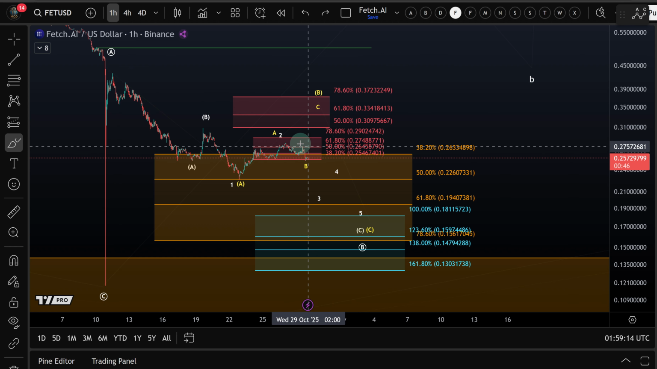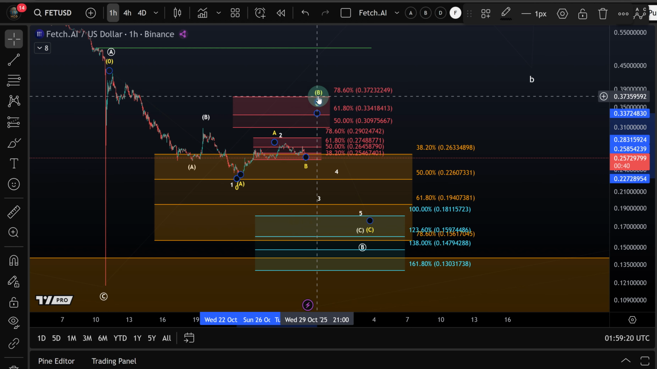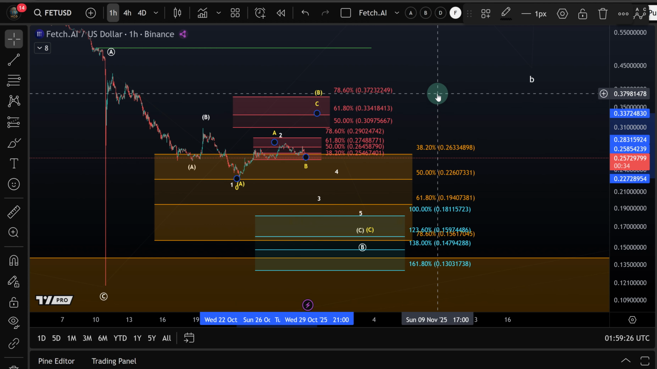So yeah, I would say this here is all just sideways action. We might go a bit higher in this B wave. But for any significant breakout signal, we need a break above 37.2 cents. Patience is needed here.